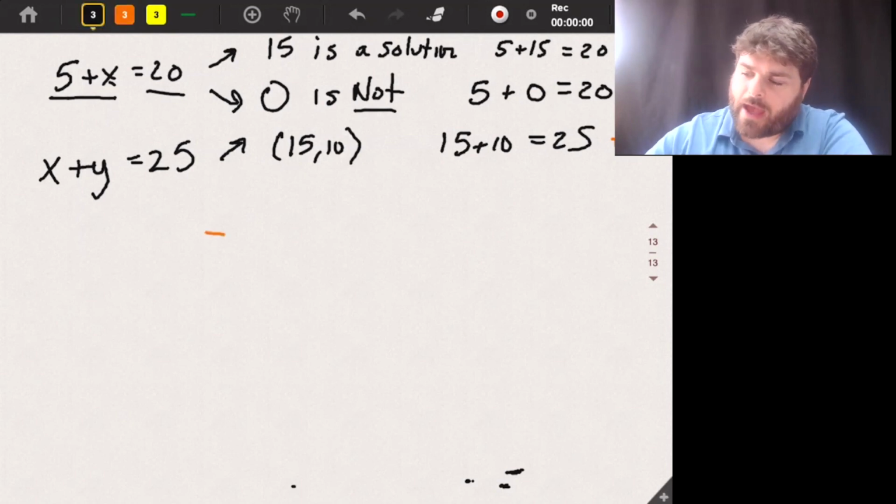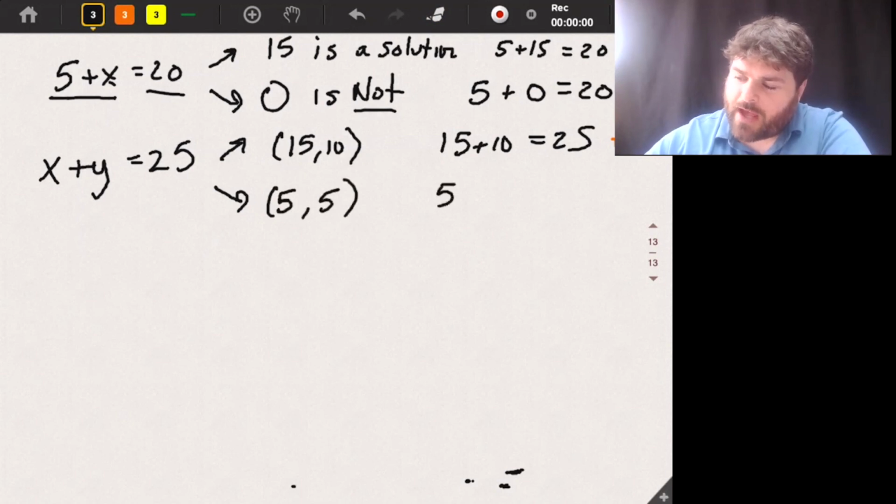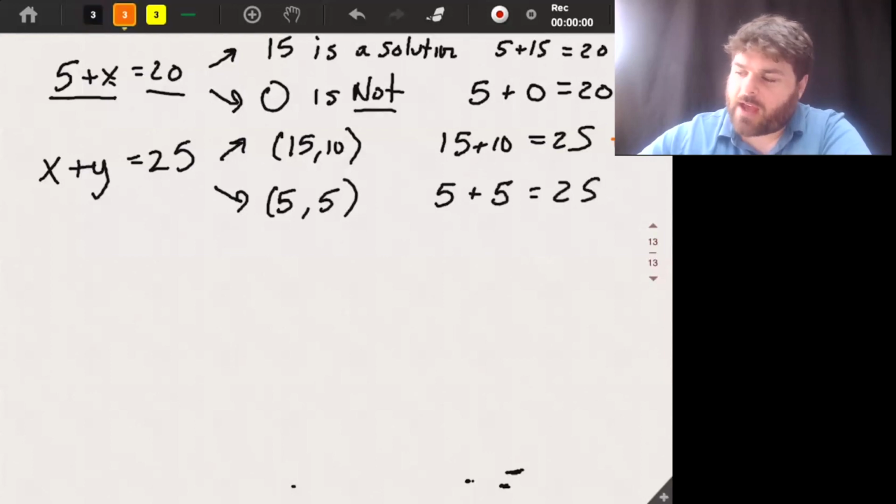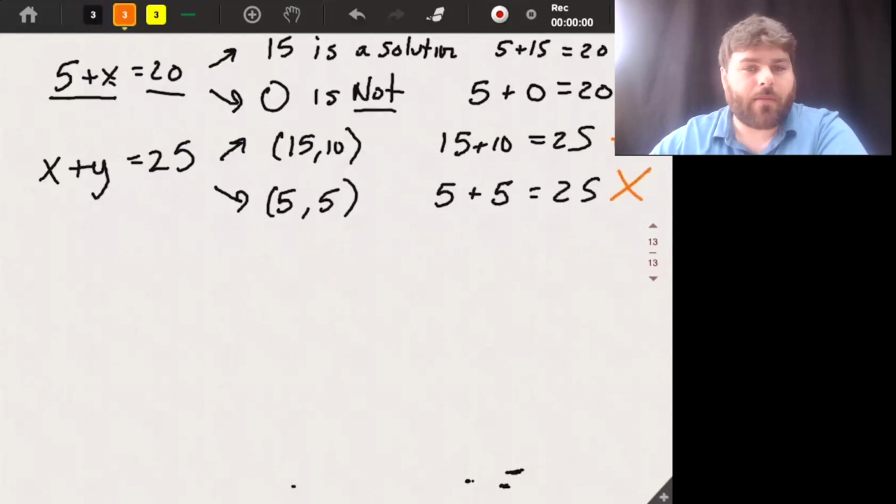All right, let's go back and try another number set here. Pick any number, it doesn't really matter. Let's try positive numbers: 5 and 5. If I plug in 5 for x and 5 for y, does it add up to 25? No, which means that pair is not a solution. So 15, 10 is a solution, 5, 5 is not a solution.